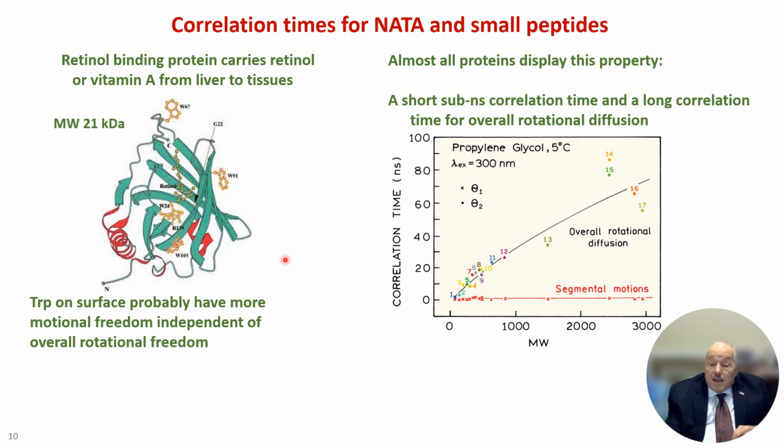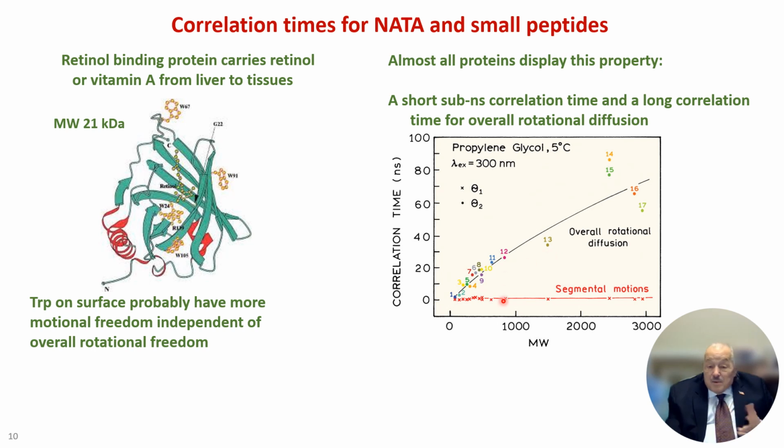I put together a case where I thought we could imagine these two situations. I don't know why I chose the retinol binding protein. It has a number of tryptophans in it. Some are on the surface, some are buried in the interior, and it's pretty easy to imagine what the anisotropy decay of this protein would look like, because you know there's going to be some rapid part of the decay, and then there's going to be a slower anisotropy decay due to overall rotational diffusion.